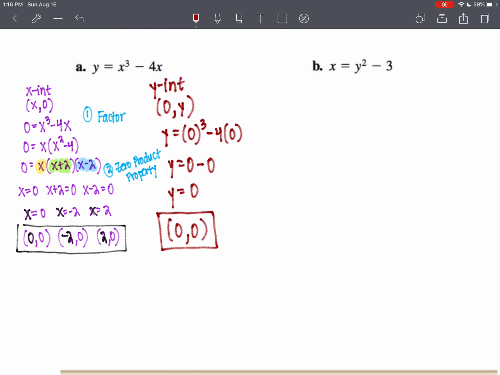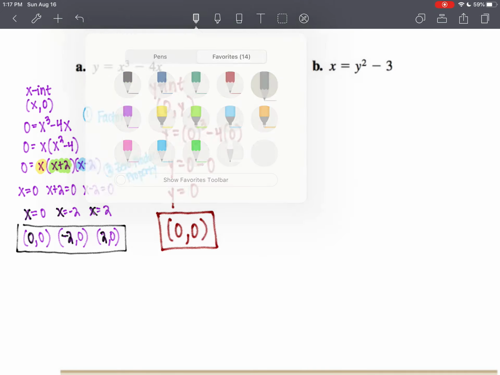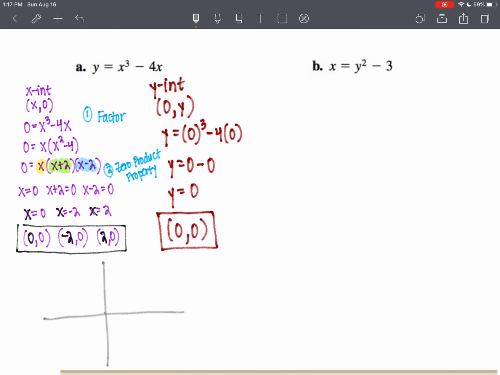You can see that when I have an intercept at the origin, it's called a y-intercept and an x-intercept. Let me give you a quick visual here. Here's your origin right here. That's 0, 0. It crosses through the x-axis and it crosses through the y-axis.